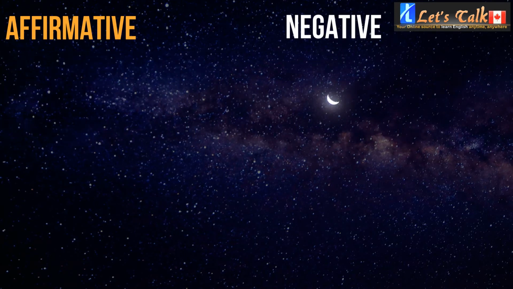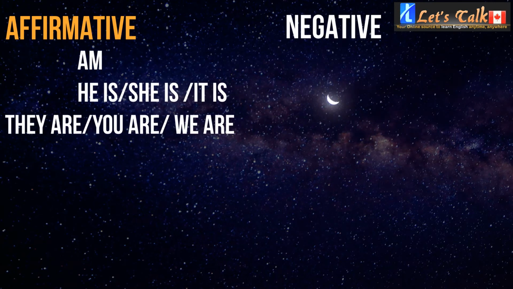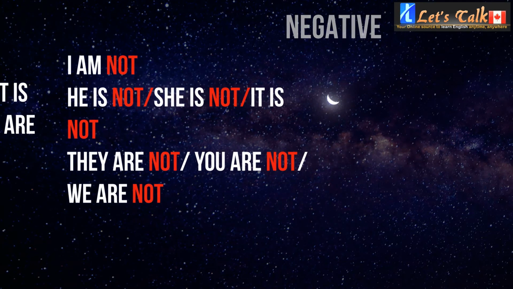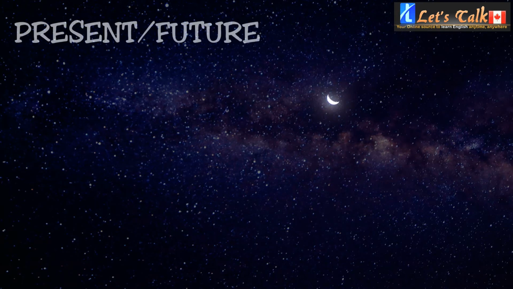I am, he is, they are, all of these forms are affirmative. To negate all these forms, I am, I'm not. He is, he's not. She is, she's not. It is, it's not. They are, they're not. You are, you're not. We are, we're not. We use this form to express something at present and maybe last for a bit in the future.